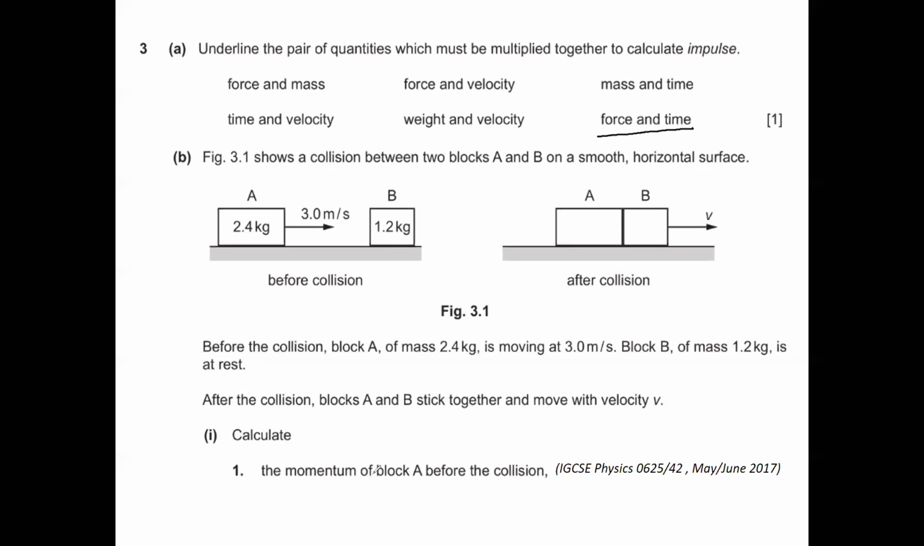Then calculate the momentum of block A before the collision. So we want to find the momentum before collision. We write momentum of A, PA, equals MA times UA, because it is before collision. The mass A is 2.4, and the velocity of A is 3, because to the right is positive. So 2.4 times 3 is 7.2, and the unit is kg m over second.